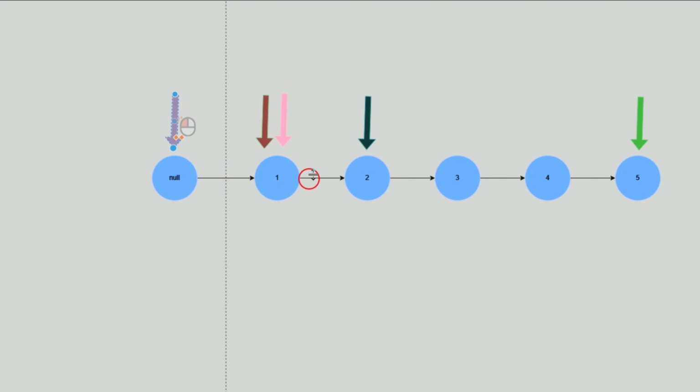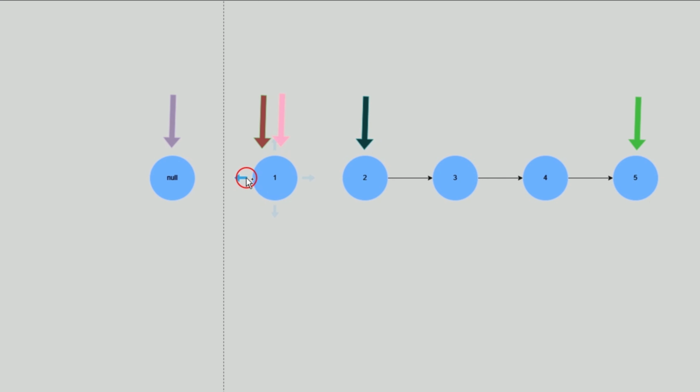Now what we are going to do is break the chain between 1 and 2. That means current and after nodes. Since 1 dot next is pointing to 2, we are going to remove that. After removing, we are going to point to null. Okay, it's pointed to the previous one. Now we are moving previous to the current value.